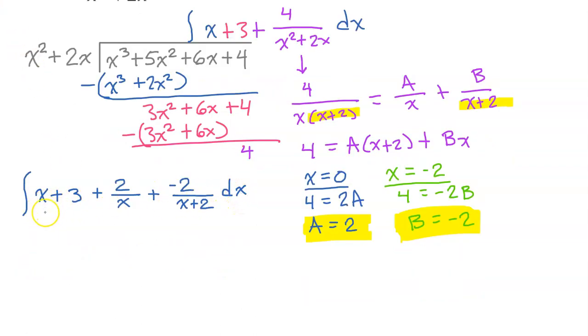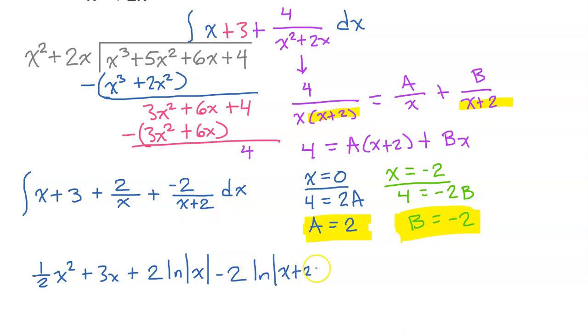The antiderivative of x is 1/2 x squared. The antiderivative of 3 is 3x. And this 2 is going to come out to the front, so we really are integrating 1 over x, which is the natural log of the absolute value of x. This negative 2 is going to come out in the front, so we really have the integral of 1 over x plus 2, which is going to be the natural log of the absolute value of x plus 2.